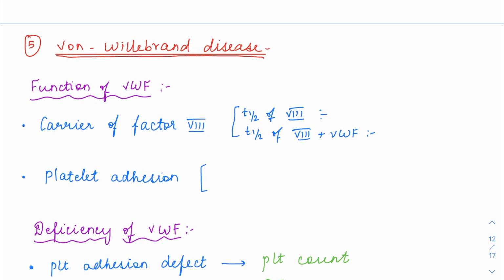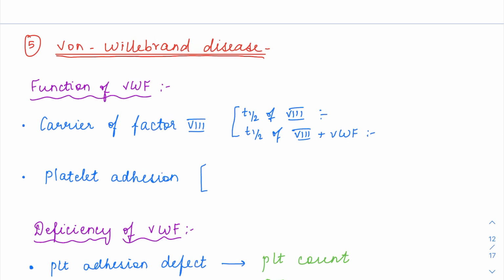So Von Willebrand factor has two major functions. Firstly, we all know it is going to help in the adhesion. So with glycoprotein 1b9, Von Willebrand factor is going to bind and cause platelet adhesion. So that is the first function. Secondly, it is going to act as a carrier protein for factor 8. Okay, clotting factor 8. So it is going to be a protective carrier protein.